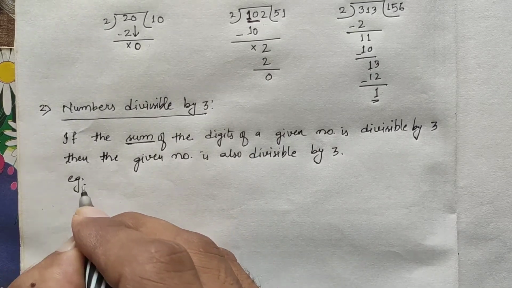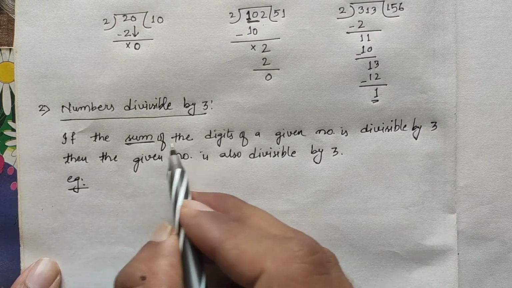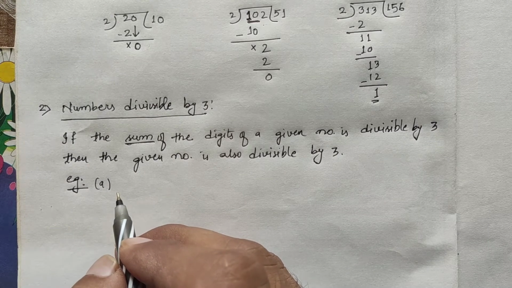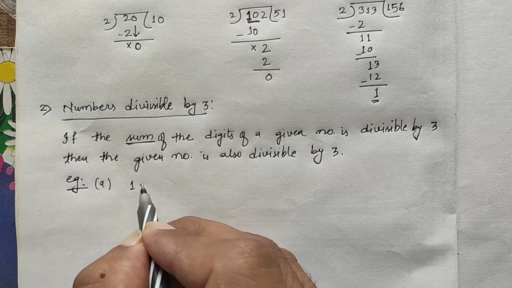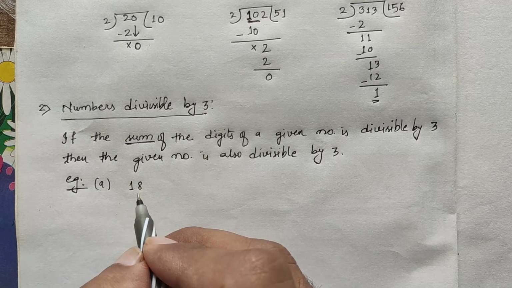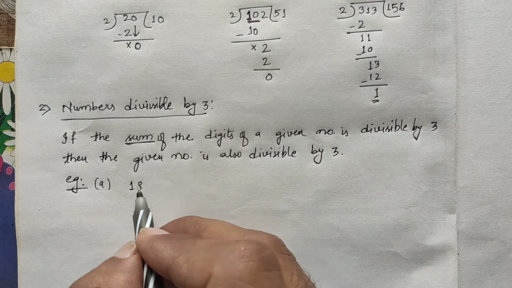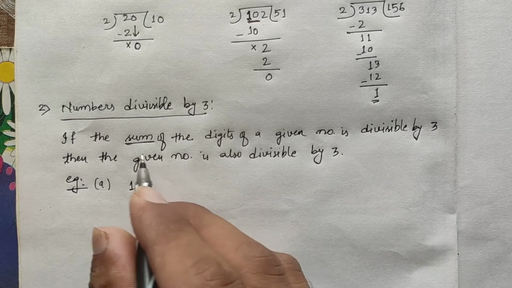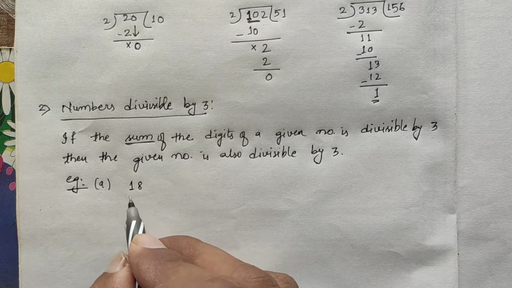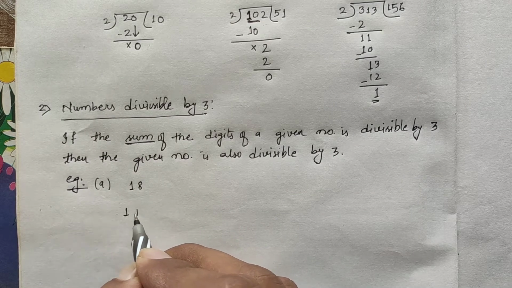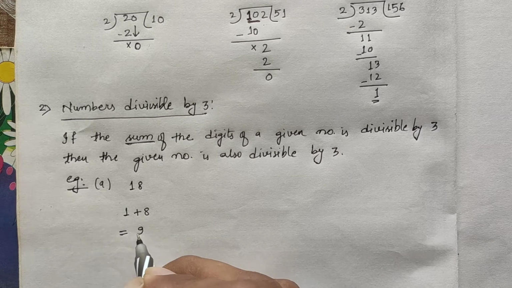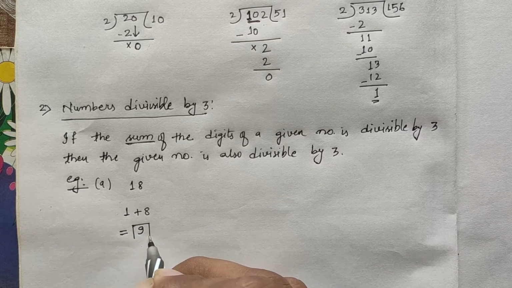Okay, let's check by example. Sum of the digits means, let's see an example. You can take any example. Let's take 18 first. From simple we will start. These are the digits, ones place digit, tens place digit. As per the definition, sum of the digits means you have to add the digits. The digits are 1 and 8, so you add them, and their sum is how much? 9.